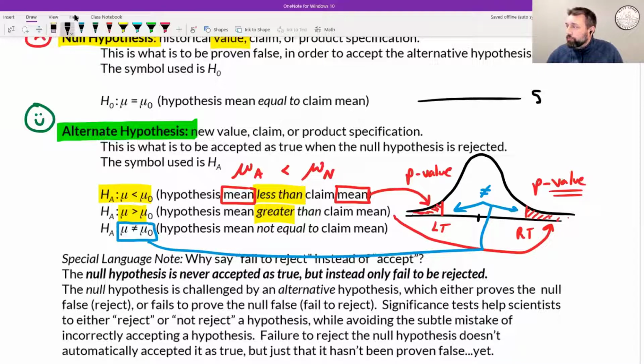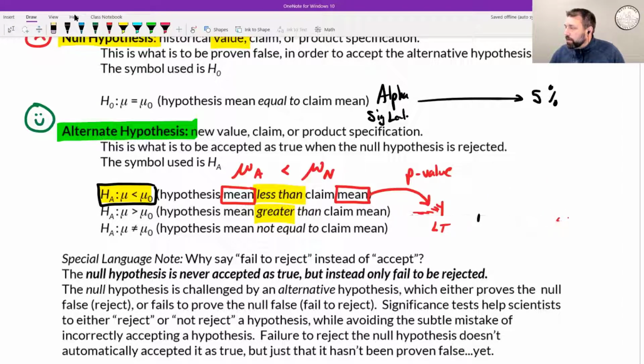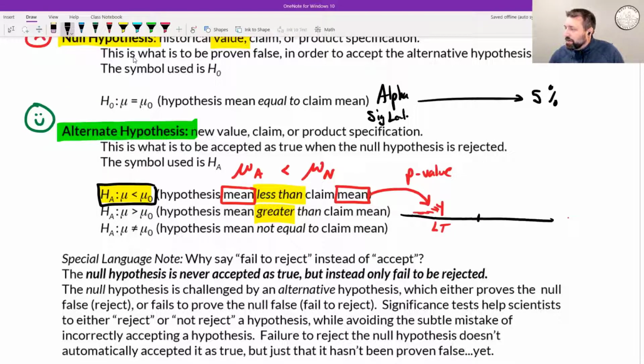If we have a threshold of 5%, let's say this is our alpha. This is our significance level. And we pick hypothesis number 1. We think it's less than. And so because we think it's less than, that means we are only interested in the area under the left tail.